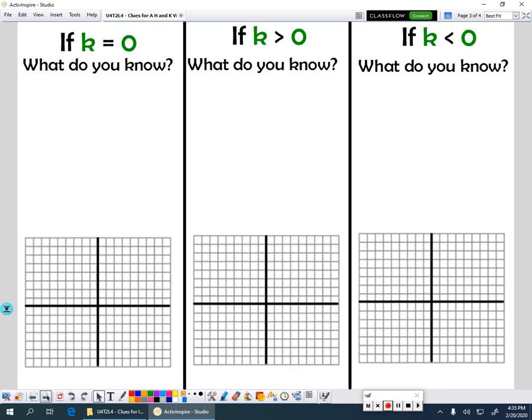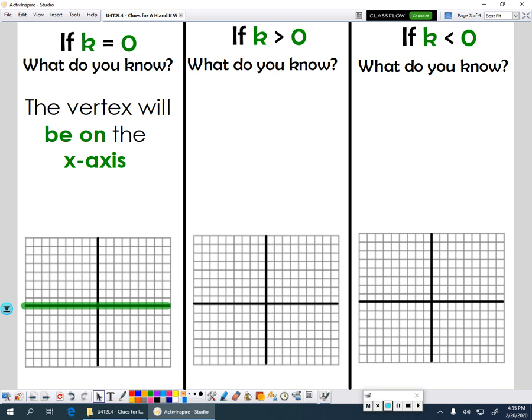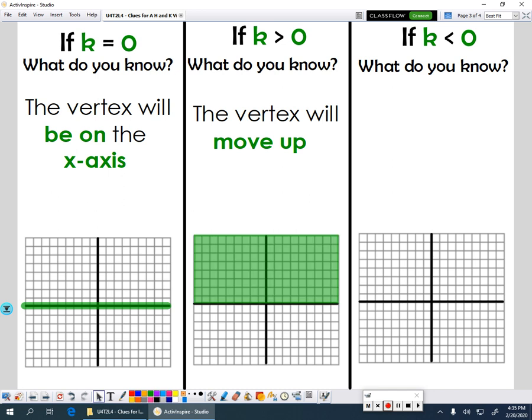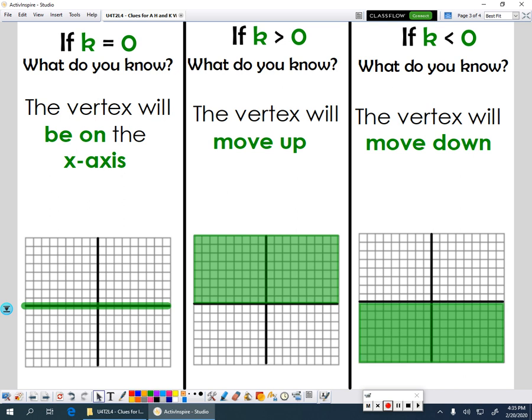Last but not least, let's look at K. Again, K controls our vertex moving either up or down off that x-axis. So if K equals 0, then it didn't move at all, and we know the vertex will actually be located on our x-axis. If K is greater than 0, we know that the vertex is going to move up, and it will be located above our x-axis. And finally, if our K value is less than 0, we know the vertex will move down, and so our vertex will be somewhere below here. Okay, now those are just some general things for us to think about.